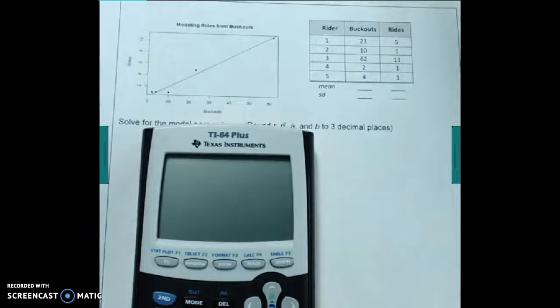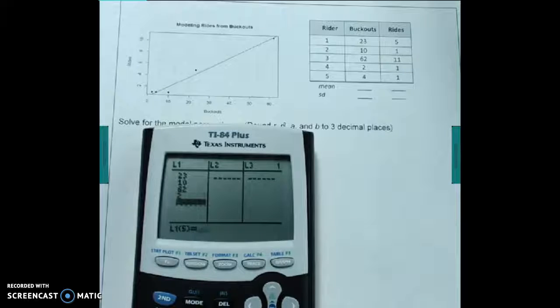The first thing I'm going to do is go to Stat Edit, and I'm going to type in the data for the buck outs and the rides: 23, 10, 62, 2, and 4, and then 5, 1, 11, 1, and 1.